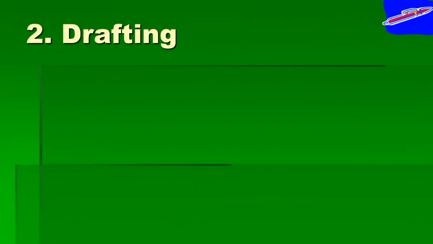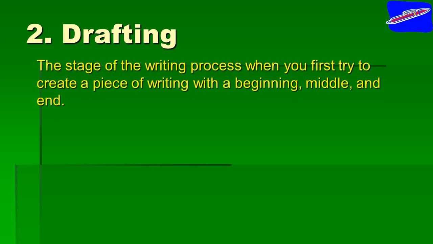The next stage in the writing process is called drafting. This is when you actually sit down and start writing based on the plan that you just came up with. We define drafting as the stage of the writing process when you first try to create a piece of writing with a beginning, middle, and an end.